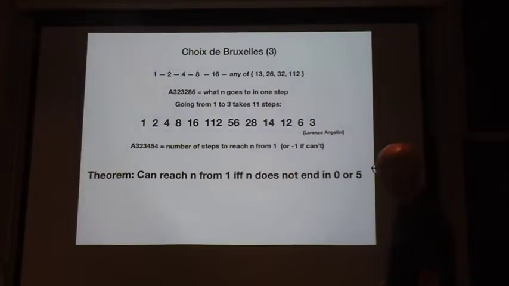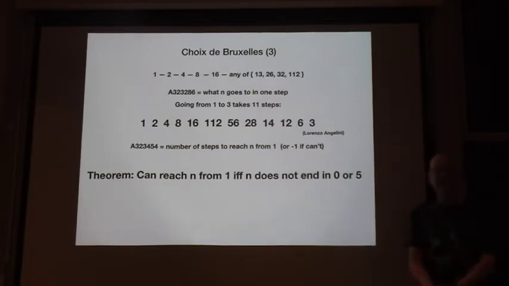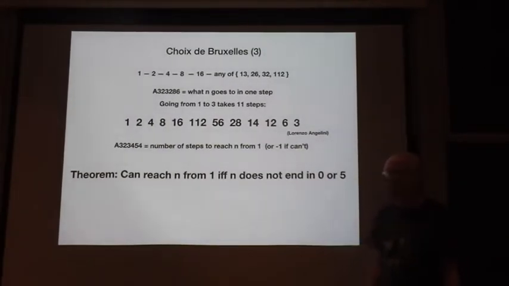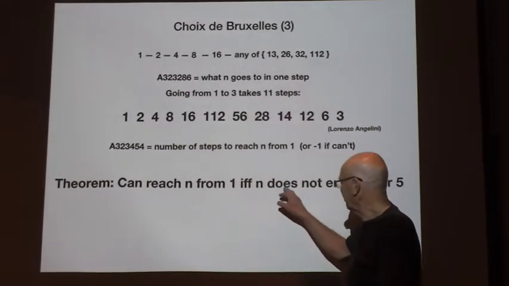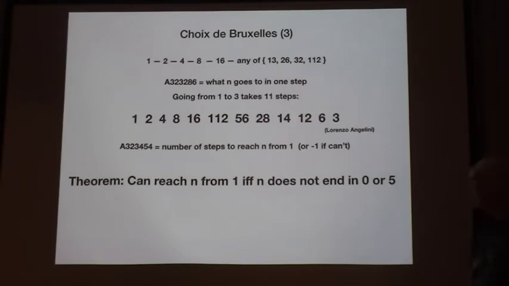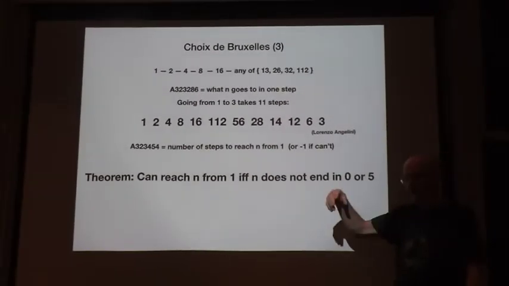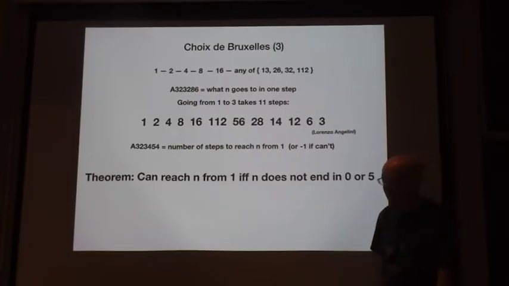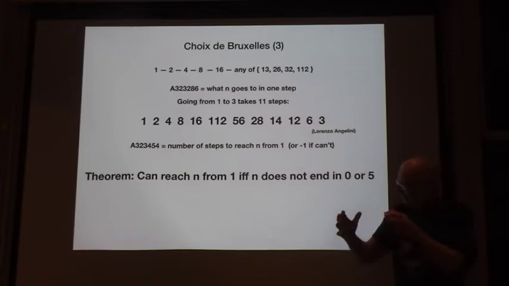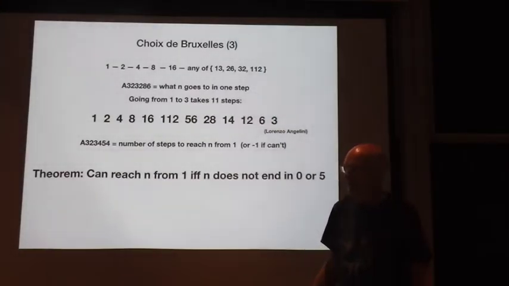And can you get to 5? No, you can't get to 5. This is the whole point. You try really hard, and you cannot get to 5. And there's a theorem: you can reach n from 1 if and only if n does not end in 0 or 5. And if it does end in 0 or 5, those numbers are all connected. The graph has 2 components. And I now know a lot about this graph. I know how long it takes to get to n for any n, very precisely.